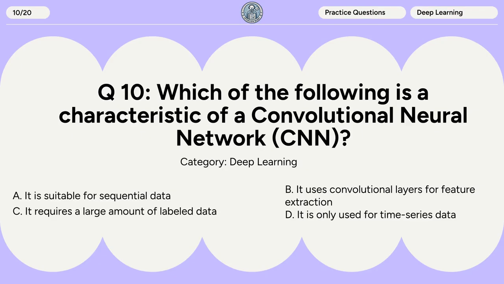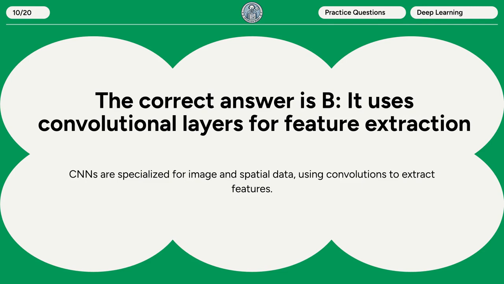Question 10. Which of the following is a characteristic of a convolutional neural network? A. It is suitable for sequential data. B. It uses convolutional layers for feature extraction. C. It requires a large amount of labeled data. D. It is only used for time series data. The correct answer is B. It uses convolutional layers for feature extraction. CNNs are specialized for image and spatial data, using convolutions to extract features.